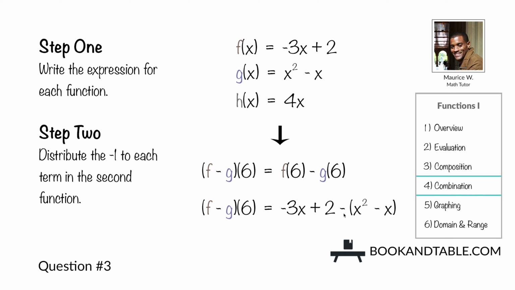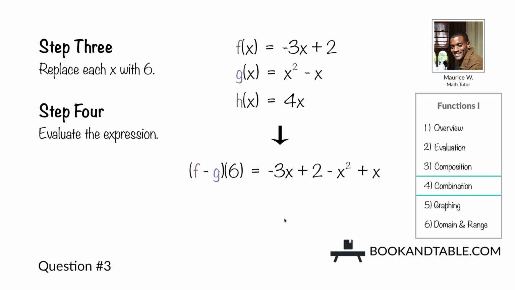Step 2, distribute the negative 1 to each term in the second function. Negative 1 times x squared will give us negative x squared. And negative 1 times negative x will give us positive x. And now step 3, what we want to do is replace each x with 6. So we replace this x with 6, this x with 6, and this x with 6.